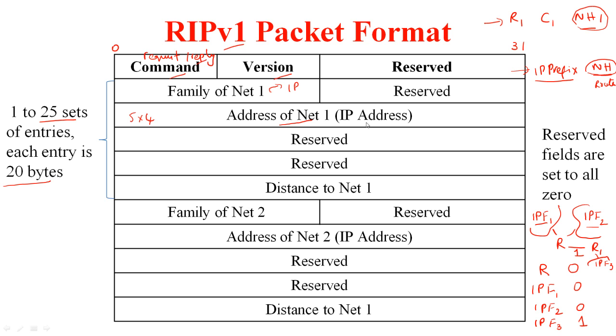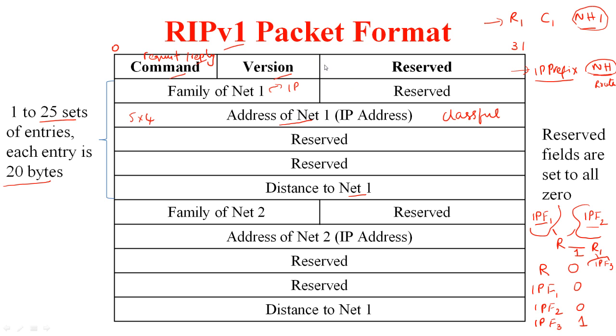Following this is the address of the network. So this is the network portion. In RIP version 1, we are still dealing with classful addressing, so there was no net mask. We don't need to carry the mask information. And then it also specifies the distance to this particular network. And these entries repeat. What if you have more than 25 routing entries within your routing table? Then you need to send it over multiple RIP packets.